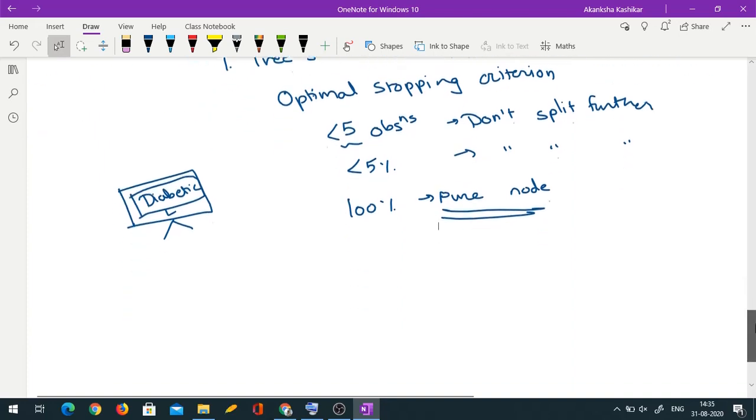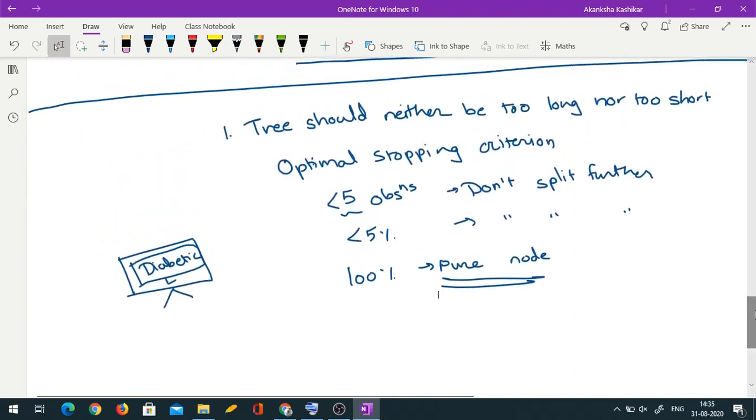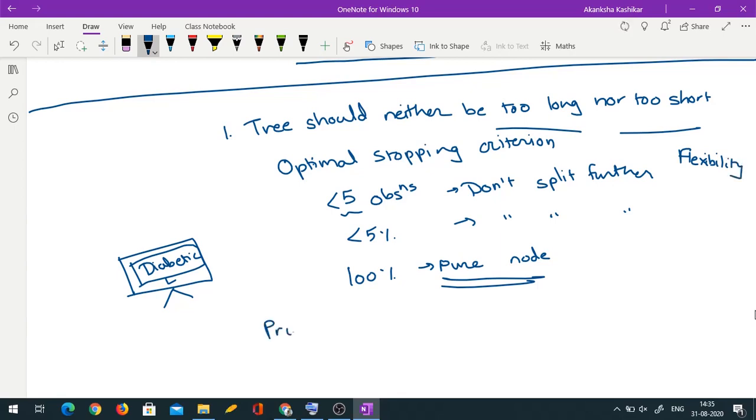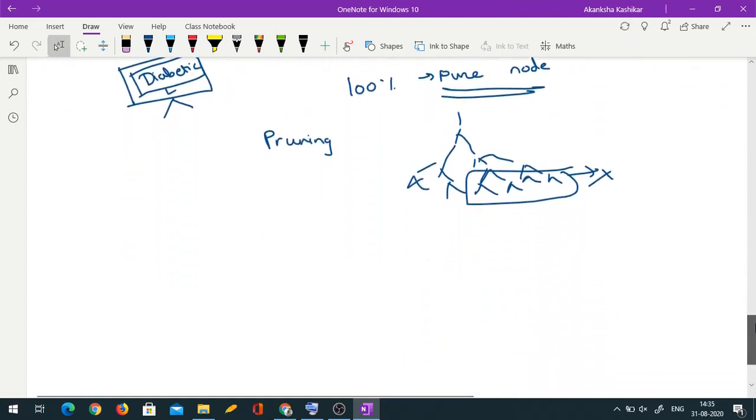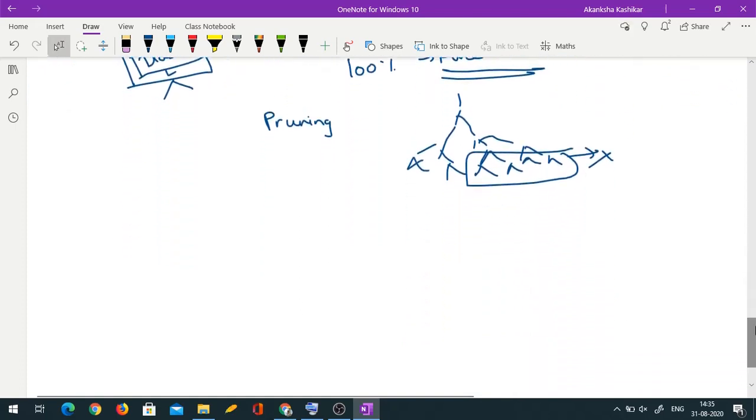So you have to make sure that you don't split unnecessarily, but at the same time, if you stop too early, then your model will be much less flexible. So being too long or too short is again a question of flexibility. There is a concept called pruning of trees. What you do is you let the tree grow and then you prune some extra branches if you feel they are not needed. We will study this also in detail: what is meant by pruning of a tree, what are the criteria for pruning a tree, and so on.